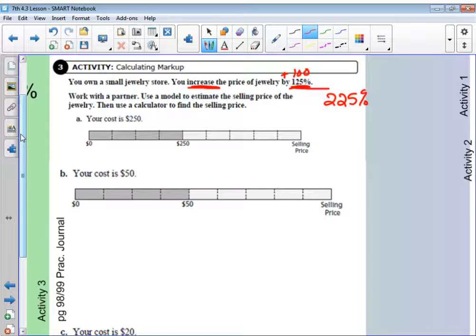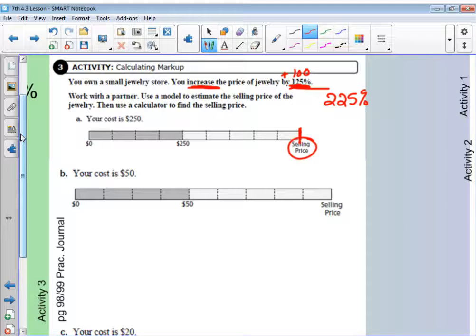Okay. So it says work with a partner, use a model to estimate the selling price of jewelry, then use a calculator to find the selling price. So what they've done is they split this up and they said that your cost was $250. So our jewelry store, the cost for us was $250. If we mark it up 125%, how much are we going to sell it for? So they want us to find that end price, what I'm going to ask a customer to pay for that.